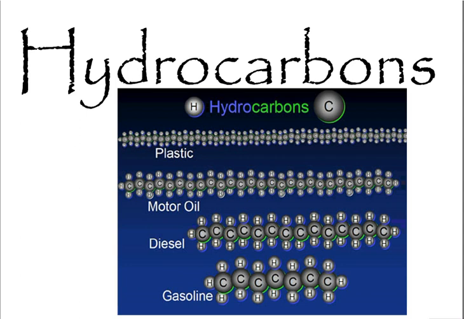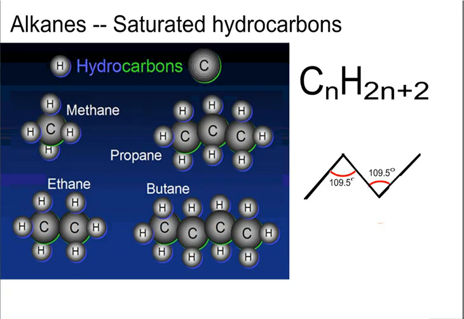The simplest class of organic compounds are called hydrocarbons. A hydrocarbon is a compound composed only of hydrogen and carbon, much as the name suggests. A hydrocarbon that contains only single bonds is said to be a saturated hydrocarbon, and these are called alkanes.